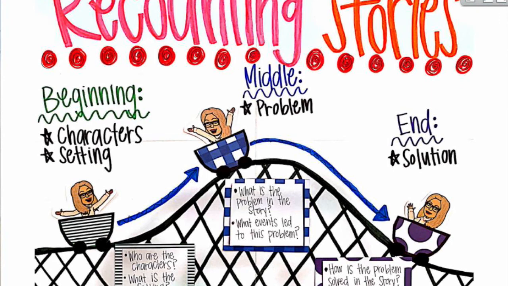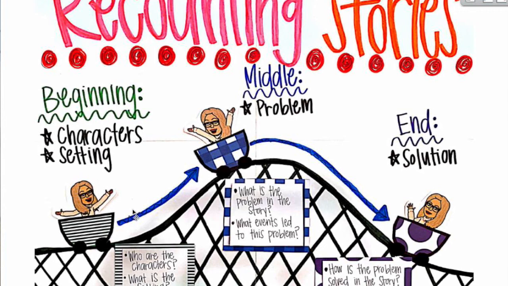This anchor chart shows that recounting stories is just like a roller coaster. In the beginning of the roller coaster, or in the beginning of a fictional story, we need to be looking for the characters and the setting. In the story, the author will introduce the characters as well as where they are. So, whenever we're reading a fictional story, we need to ask ourselves some questions. Who are the characters and what is the setting?